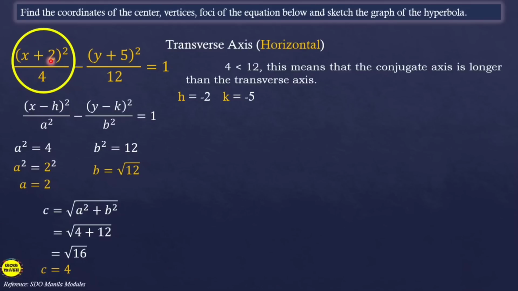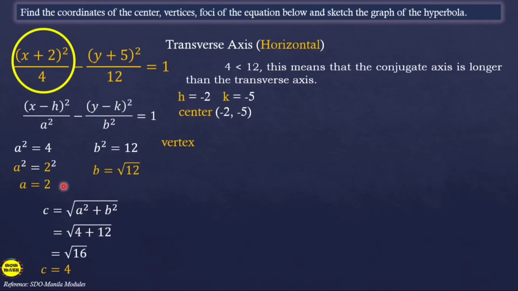Papalitan lang natin ng sign. And then yung k naman natin, negative 5, dahil kukunin natin dito sa y plus 5, papalitan lang din natin ng sign. So, therefore, yung center natin ay nasa negative 2 and negative 5. So, nasa quadrant 3 siya. After nyan, kunin natin yung vertex.